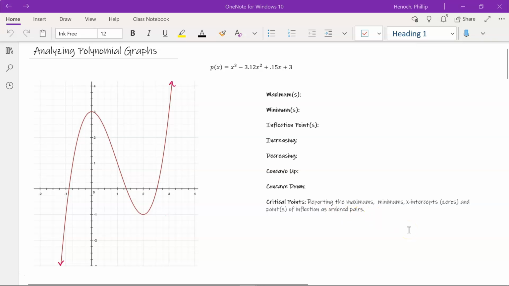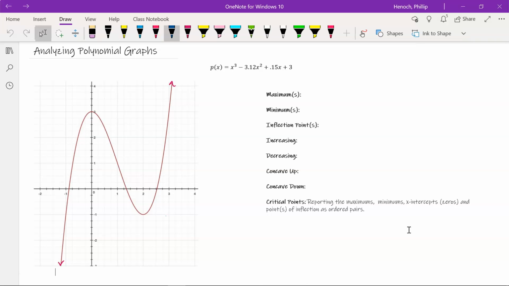But we read these graphs from left to right. So if we look at this graph, we're going this way. And I'm going to first put points where my critical points are, just to help me identify when we go through all the details. So when you do analyzing polynomial graphs, the first thing is I hope you understand how to describe the polynomial. So we have a third degree polynomial with a leading coefficient of 1 and a constant term of 3. And that makes sense. There's my y-intercept.